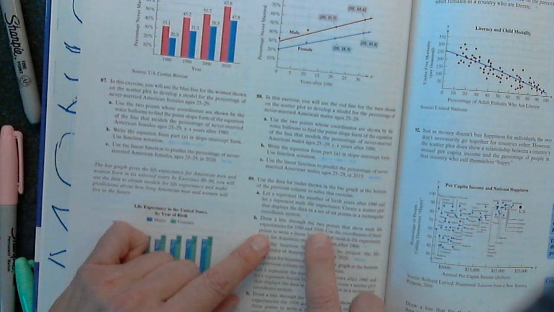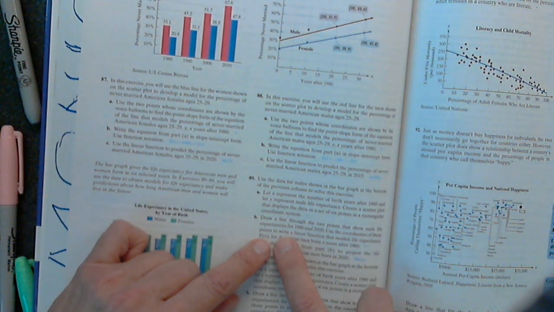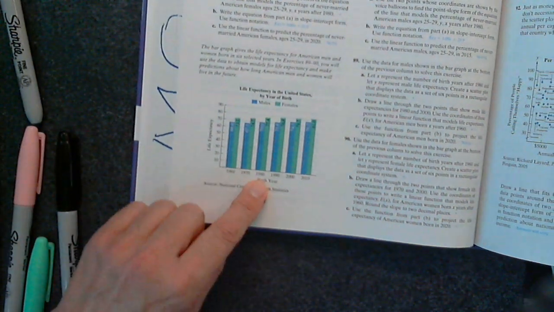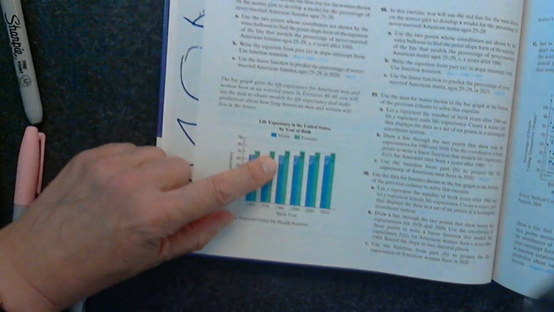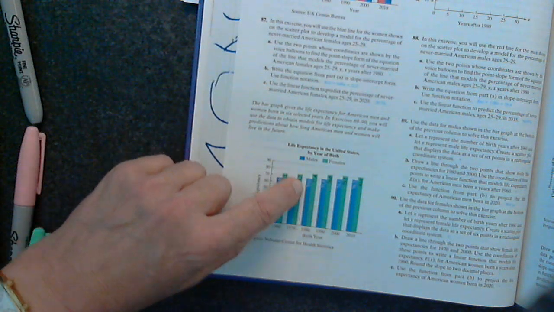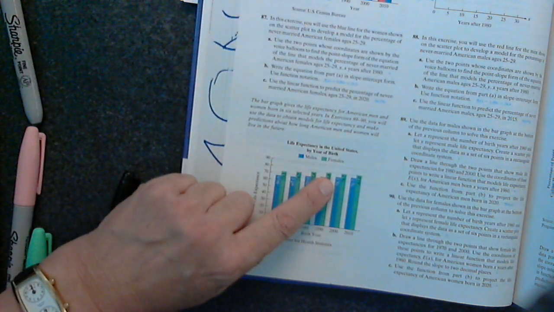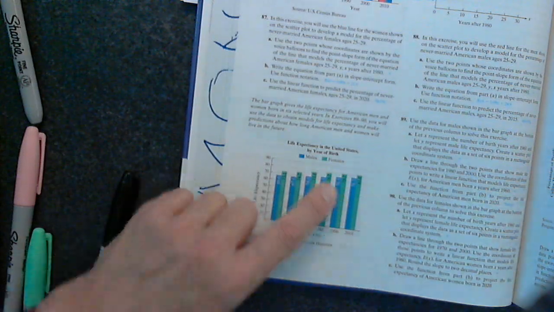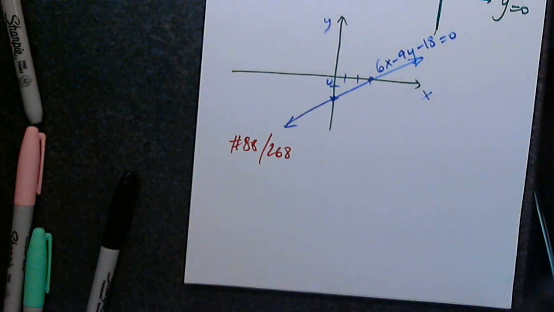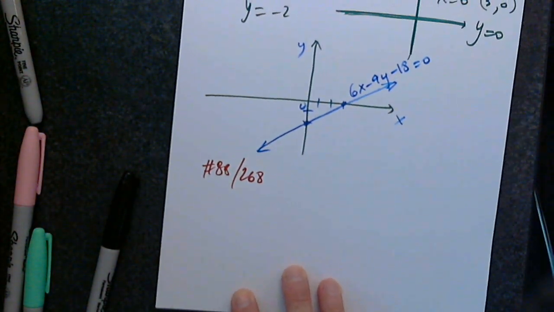Draw a line through the 2 points that show the life expectancy for 1980 and 2000. Use the coordinates of these points to write a linear function that models life expectancy. This is what I want to do. So we're looking at 1980 and the year 2000. So for male of 1980, what do we see the life expectancy is? For 1980, the life expectancy is 70. And then for 2000, the life expectancy is 74.3. So we have 2 ordered pairs. So please make the correction: it is problem 89.